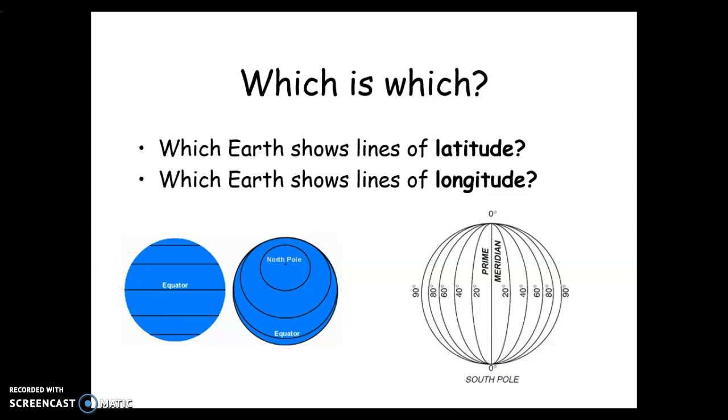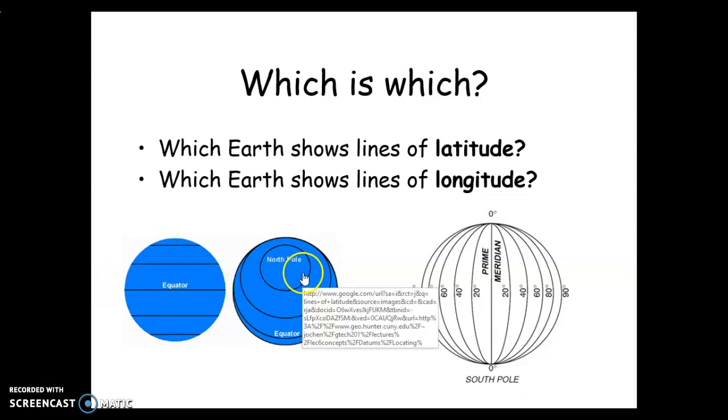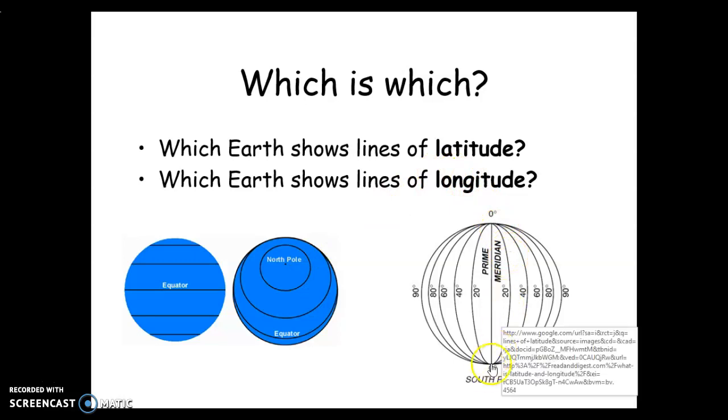So a little practice here. If you want to pause the video, answer this question for yourselves, feel free. But the one on the left, that's latitude, right? We've got all these lines that are kind of like the steps of a ladder, right? Steps of a ladder, they go horizontal. And then the longitude, remember those are long lines that go vertically, right? Go vertically. And here you can actually see the prime meridian is 0.